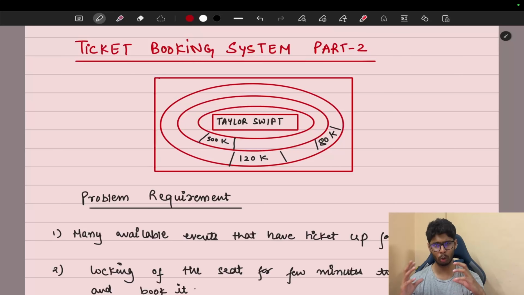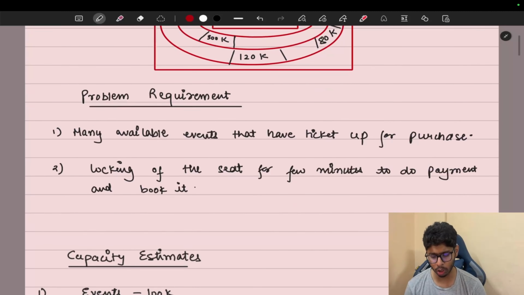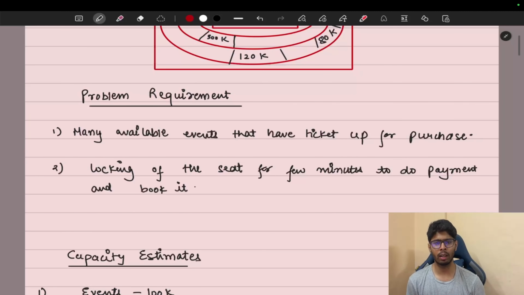Now let's understand the problem requirements of this system. It is going to be pretty similar. Many available events have tickets up for purchase, so it is similar to our use case, where we could search all the theaters that have a movie. It's very similar to the second and third points. And locking of the seats for some minutes to do the payments, we have also discussed in the last video. It's pretty much the same requirement that we had in our last video.